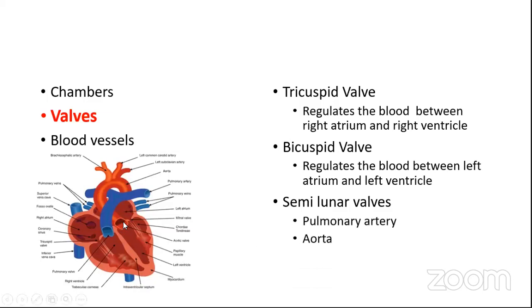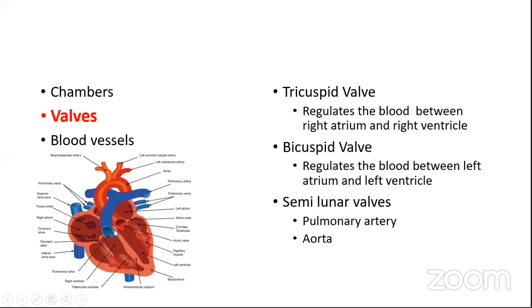This is called the aortic semilunar valve. Here there is one valve called aortic. This blue color vessel is called the pulmonary artery. At the opening of the pulmonary artery, there's one more semilunar valve, called the pulmonary semilunar valve. There are two semilunar valves.